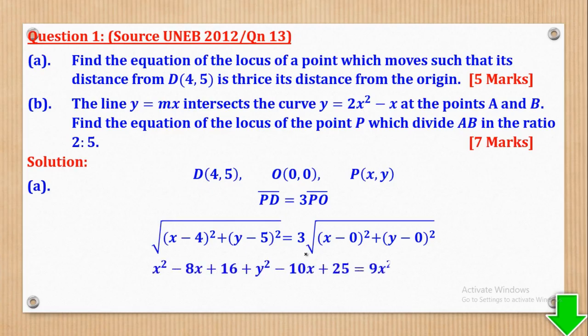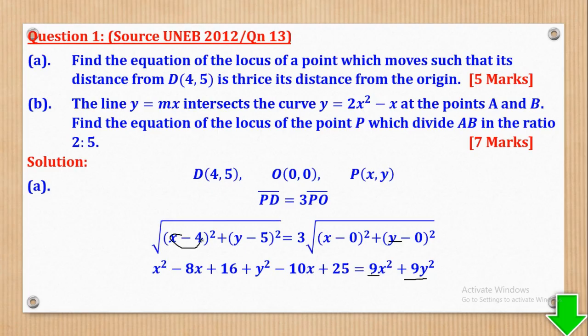The next step is to remove the square root by squaring both sides. When I square this side, I also square this side, and I square the entire thing. That is why here you see 9 instead of 3, because when I square the whole of this, 3 squared will become 9. Then this one, the square root will just go away. You remain with x squared plus y squared. That's why you see here 9x squared plus 9y squared.